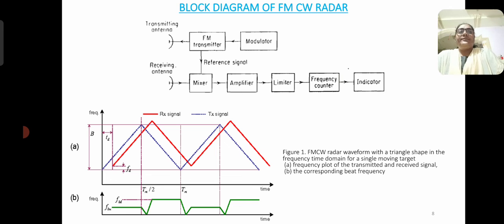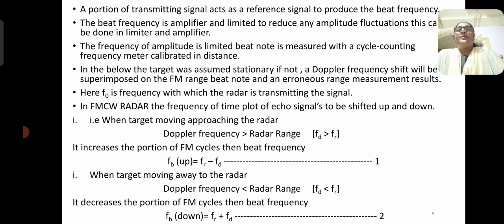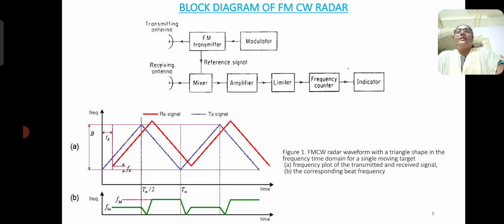A portion of the transmitted wave acts as a reference signal to produce the beat frequency. The beat frequency is amplified and limited to reduce any amplitude fluctuation. This can be done in the limiter and amplifier. The frequency of amplitude is limited. The beat note is measured with a cycle count frequency meter calibrated in distance.